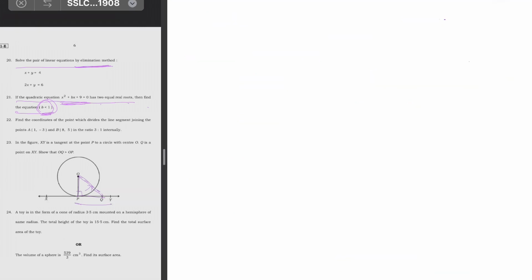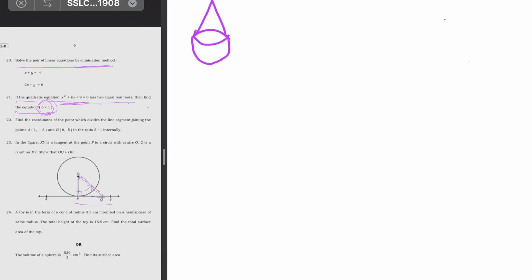Coming to the next question, 24th question. A toy is in the form of a cone of radius 3.5 centimeter. It is mounted on a hemisphere of same radius. The total height of the toy is 15.5 centimeter. Find the total surface area of the toy.